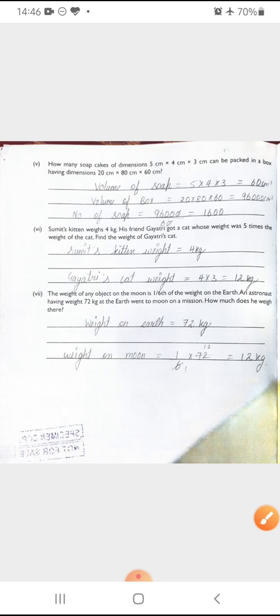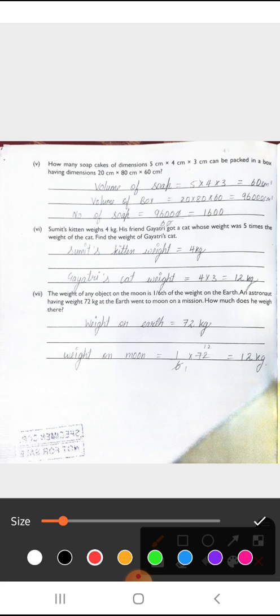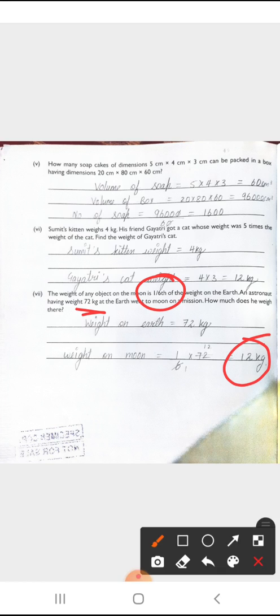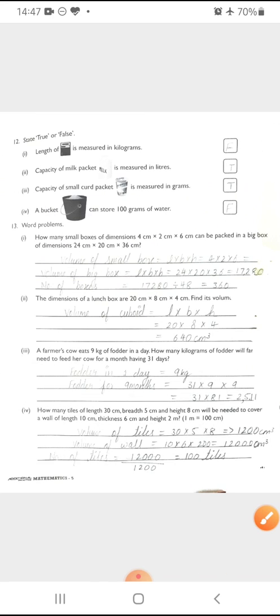So similarly, an astronaut whose weight is 72 kg on earth, when he goes to the moon it becomes 1/6. So 72 divided by 6 is 12 kg. So his weight on the moon will be 12 kg. So this is how you have to do all these questions. I have provided the PDF of these questions. You can see this and you can do these questions easily now.